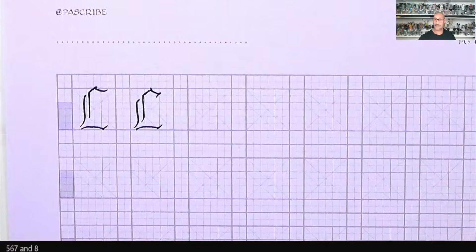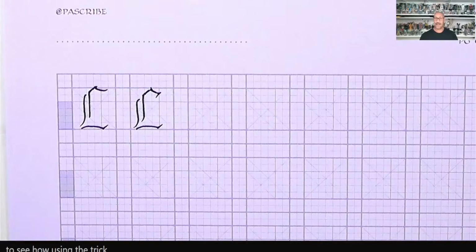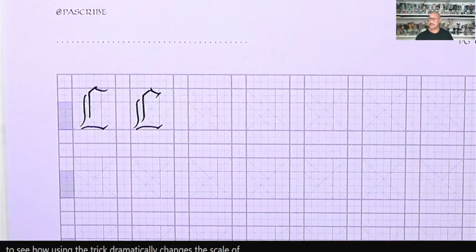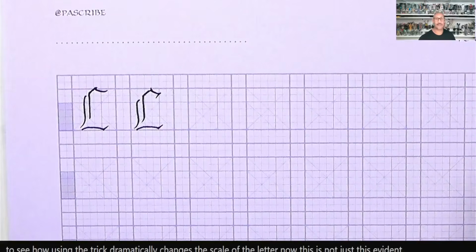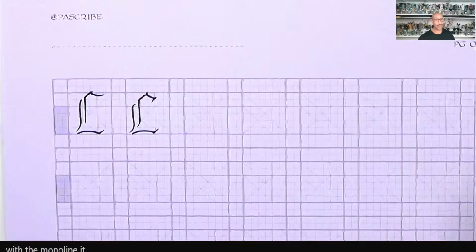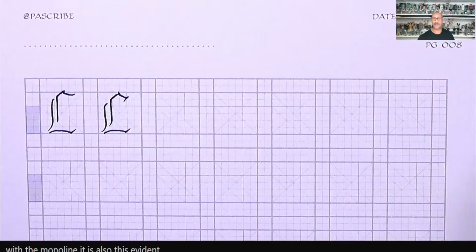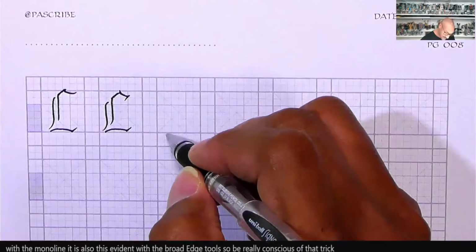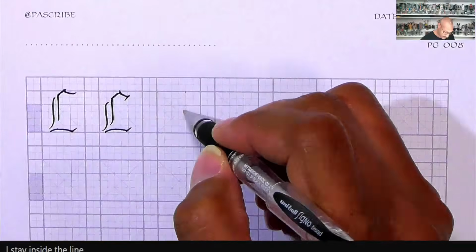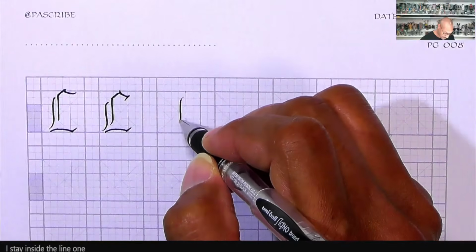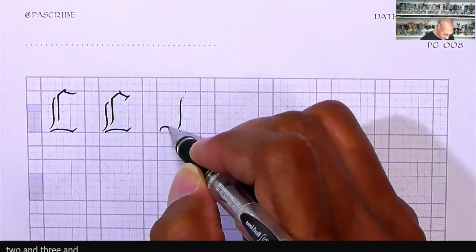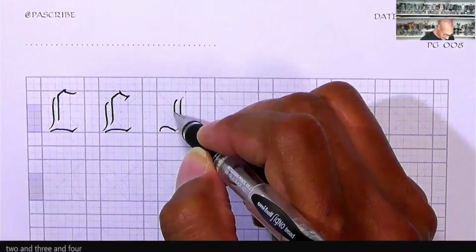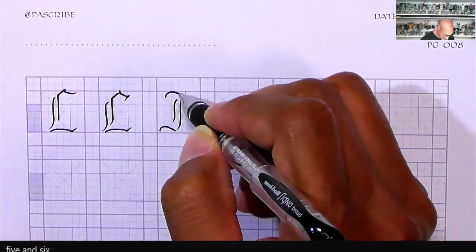Do you see how using the trick dramatically changes the scale of the letter? Now, this is not just as evident with the monoline, it is also evident with the broad edge tool. So be really conscious of that trick. I stay inside the line. 1, 2, and 3, and 4, 5, and 6, and 7.